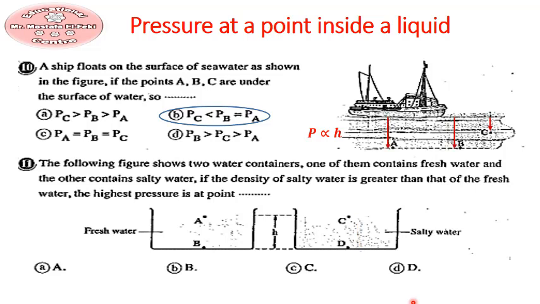The following figure shows two water containers. One of them contains fresh water and the other contains salty water, where the density of salty water is greater than that of fresh water. Since the pressure is directly proportional to the density and also directly proportional to the height, the highest pressure is at the deepest point in the largest density, the point D.